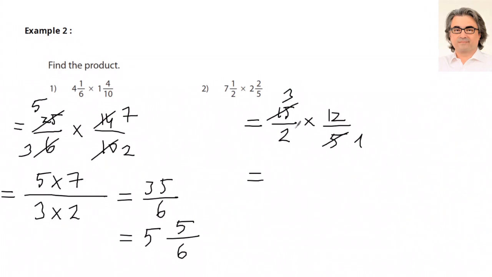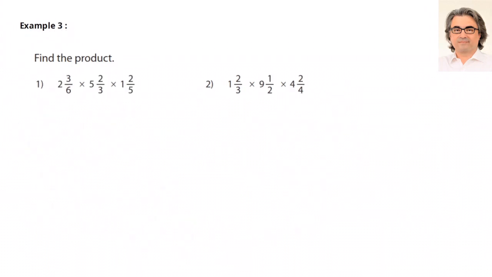What about 2 and 12? Both are divisible by 2. 12 over 2 is 6. 2 over 2 is 1. Multiplication. 3 times 6 for numerator, 1 times 1 for denominator. What is the result? 3 times 6 is 18. 18 over 1 is 18, and the final result, we reached 18. Now let's continue with the next page if we have no questions.